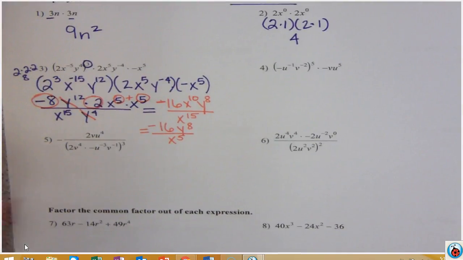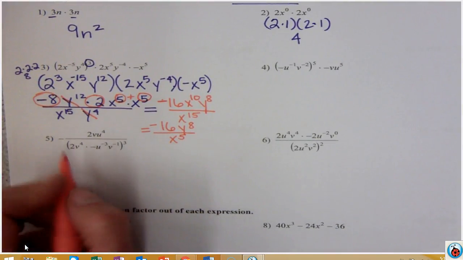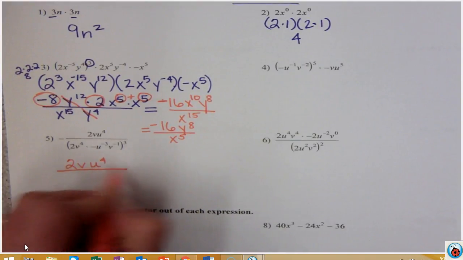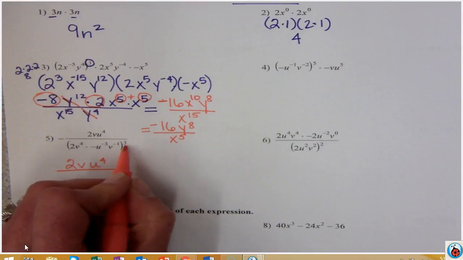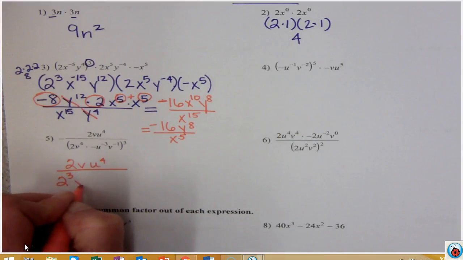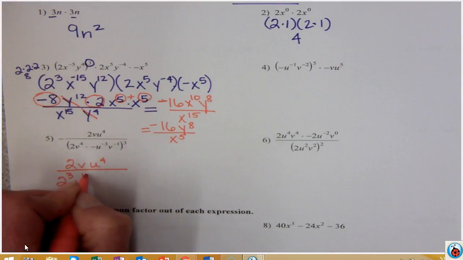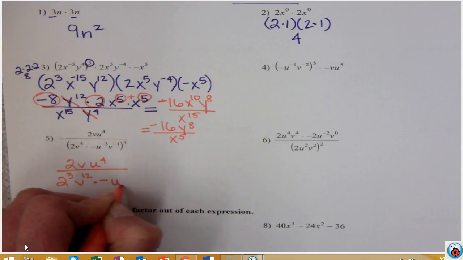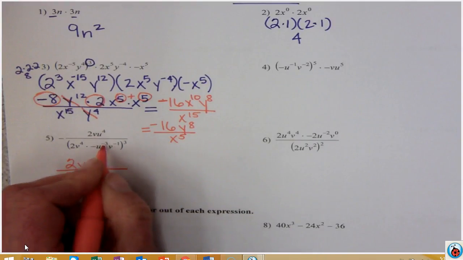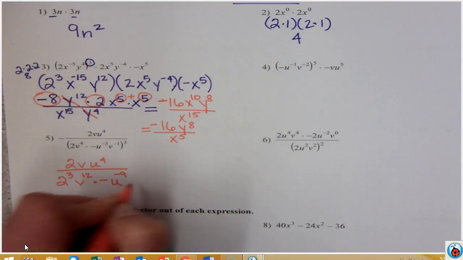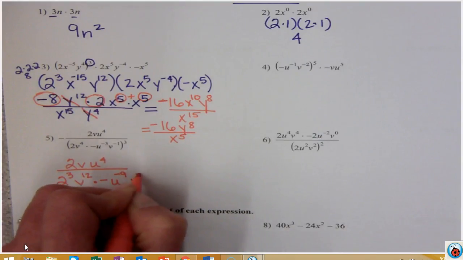Okay, moving on to number 5. I've got 2 v u to the 4th, and then I'm going to work out this first. So 2 to the 3rd power, v to the 12th power, times negative u. 3 times negative 3 is negative 9. V to the negative 3.